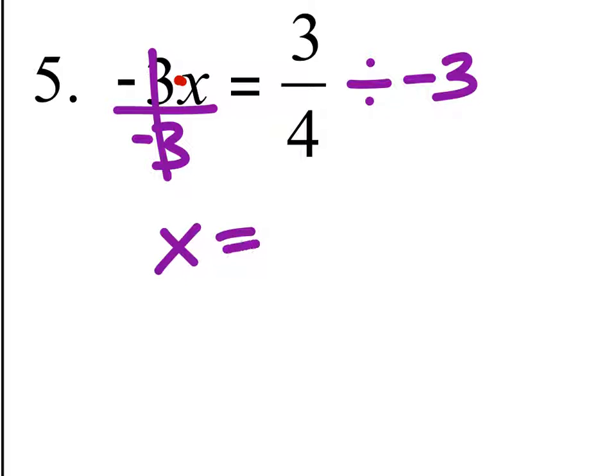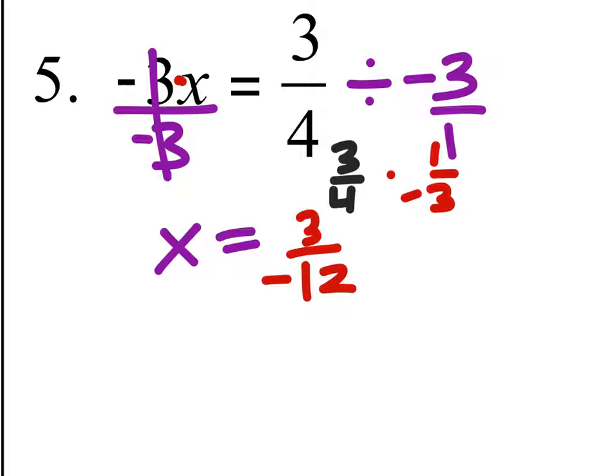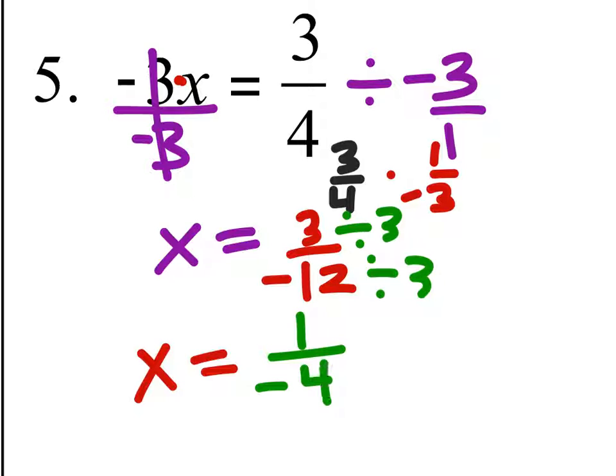I get x equals 3/4 divided by negative 3. Then we can make that negative 3 over 1. And this now becomes 3/4 times 1 over negative 3, which would give us 3 over negative 12. And then x equals, simplify these by dividing both these by 3. And we get 1 over negative 4, which is the same as negative 1/4.